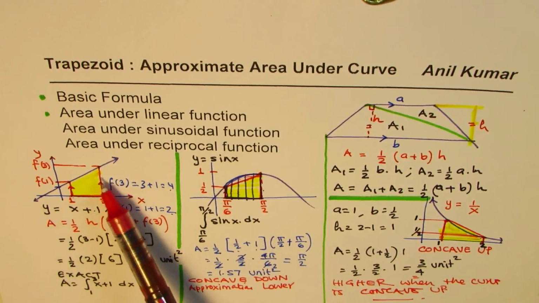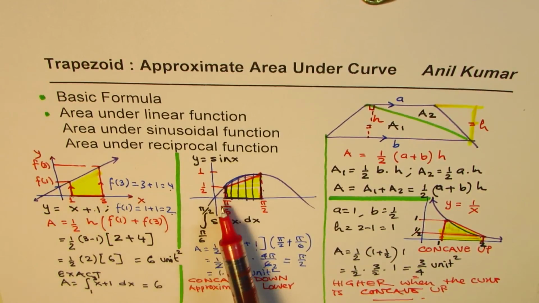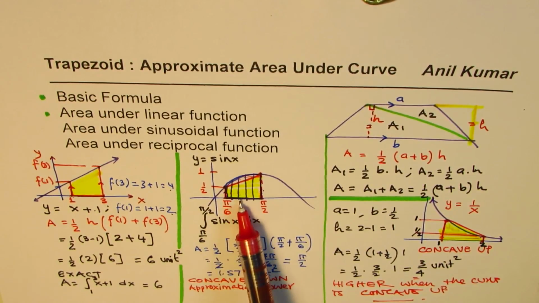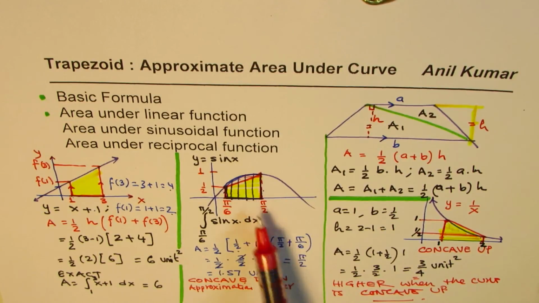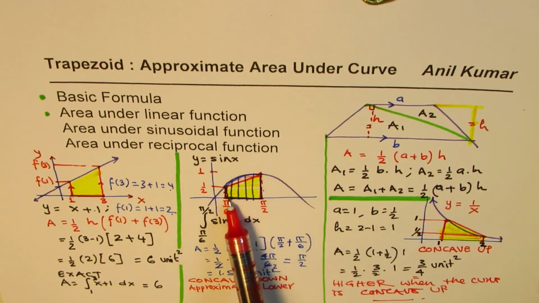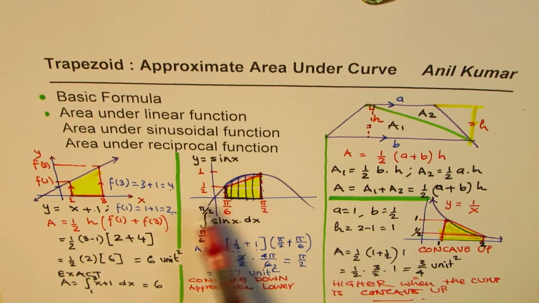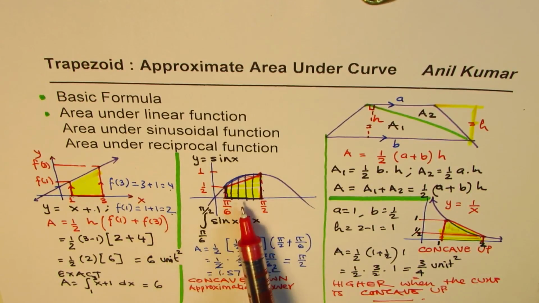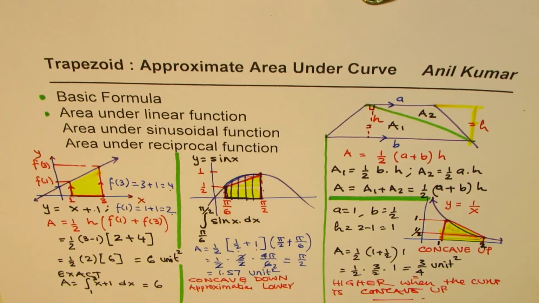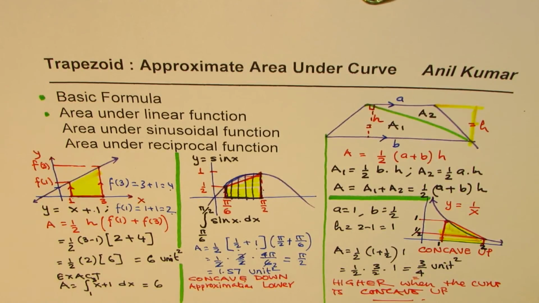Now I've taken big trapezoids. If you could have broken down into smaller trapezoids, that is to say, this distance between parallel lines was reduced, in that case, we would have got a fairly accurate value. So that is to be appreciated. So in the coming videos, we will see how to get very accurate results using these concepts.